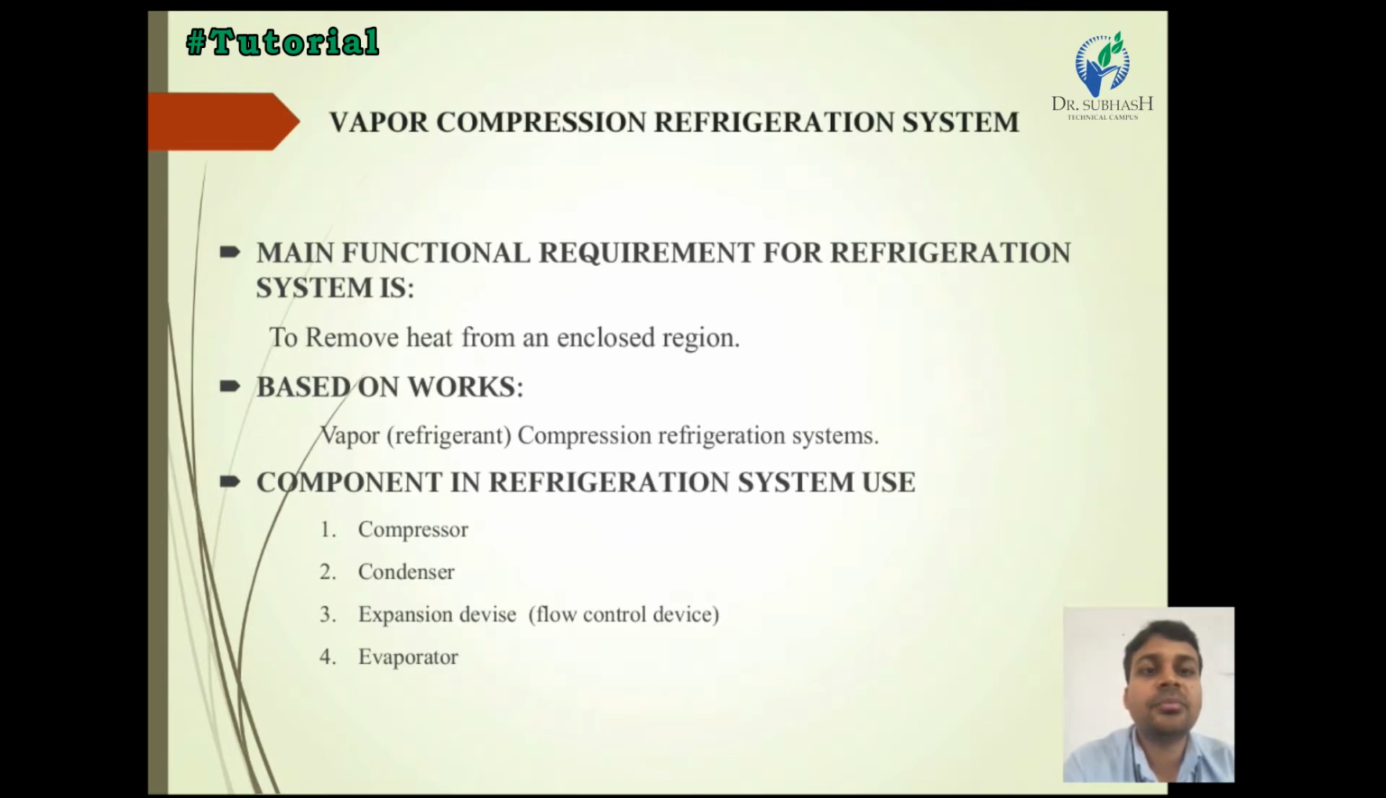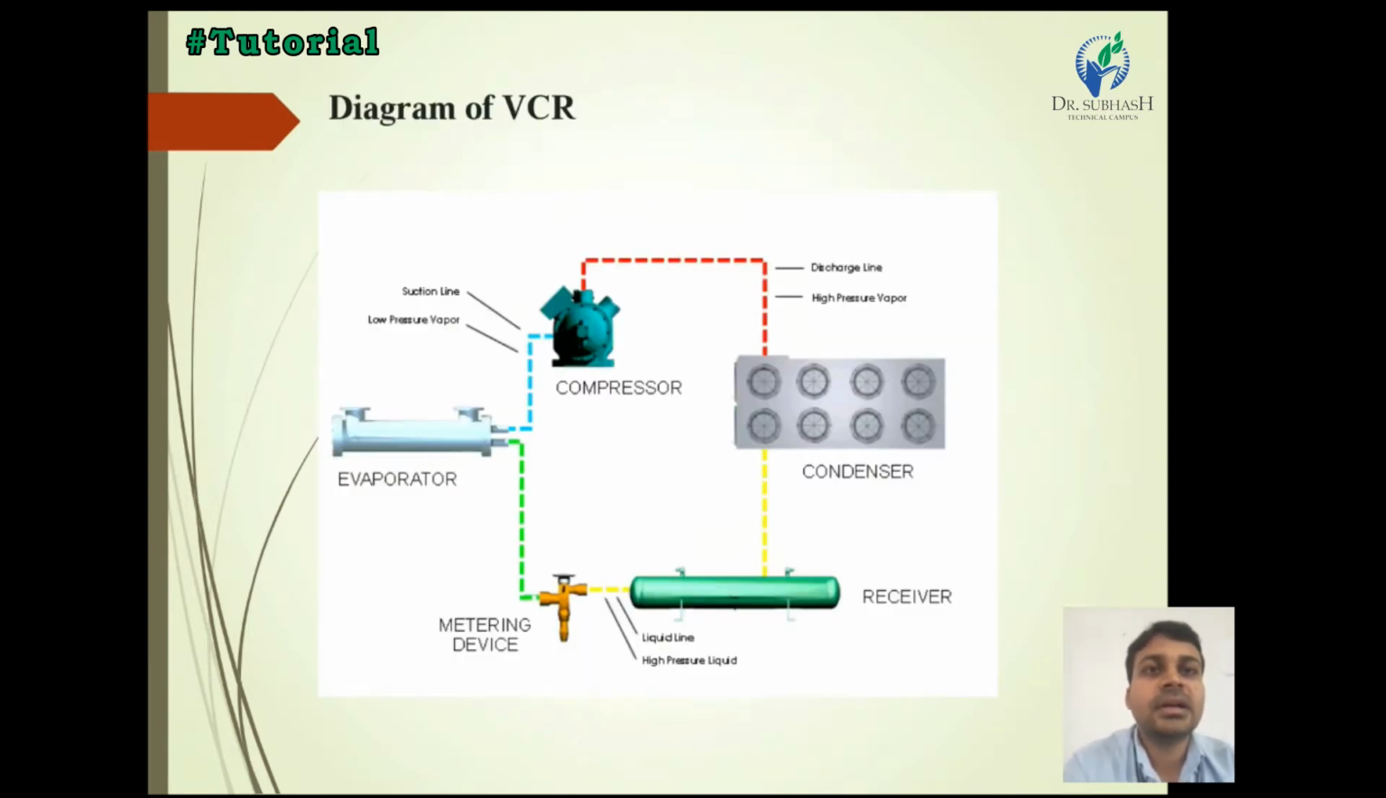There are mainly four components used in a refrigeration system: the compressor, condenser, expansion device or flow control device, and evaporator. There is a line diagram of VCR. Always remember that the first component we consider is the compressor. The second component is the condenser. The third component of a VCR system is the metering device, or flow control device, or expansion device. Then the last component is the evaporator.